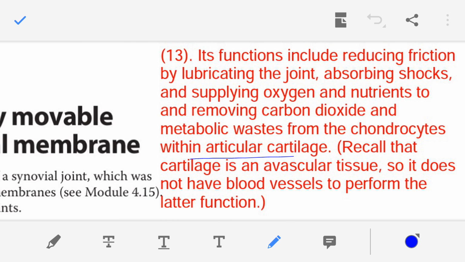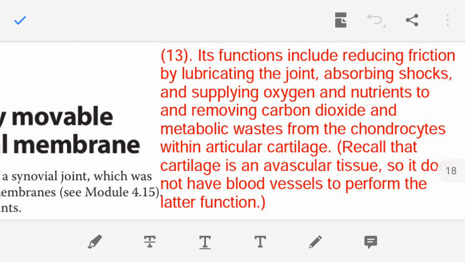So articular cartilage has cells known as chondrocytes. Oxygen and nutrients are supplied to these cells. So who is supplying this material to these chondrocytes? The synovial fluid. Then from these cells carbon dioxide is removed. Who is removing it? Synovial fluid is removing the carbon dioxide from these cells.